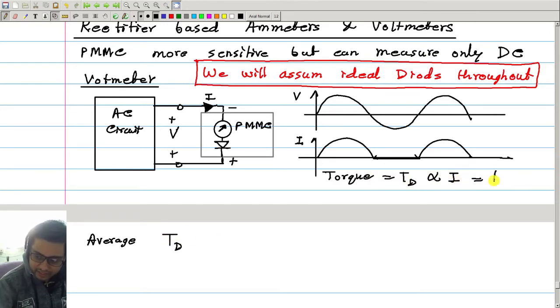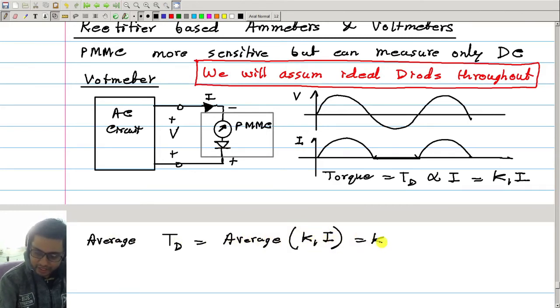Let me write it as some K1 times I, some constant times I. So average TD will be average value of K1 times I. So K1 times average value of I. How much is the average value of I? So this will be K1 times average value of I.